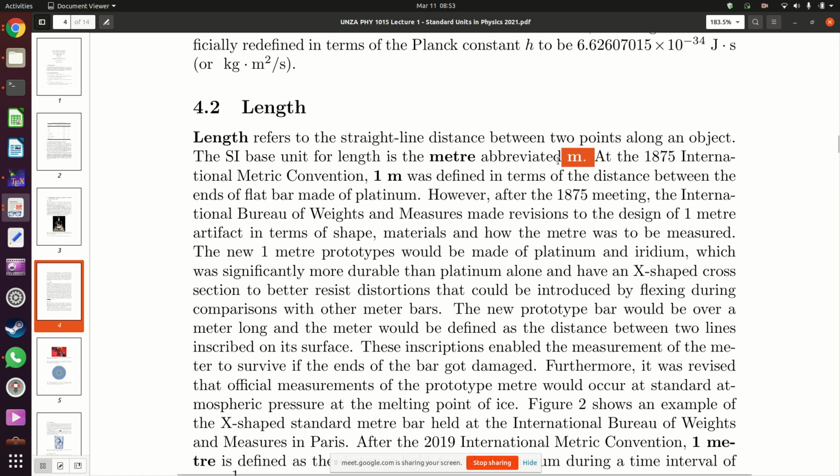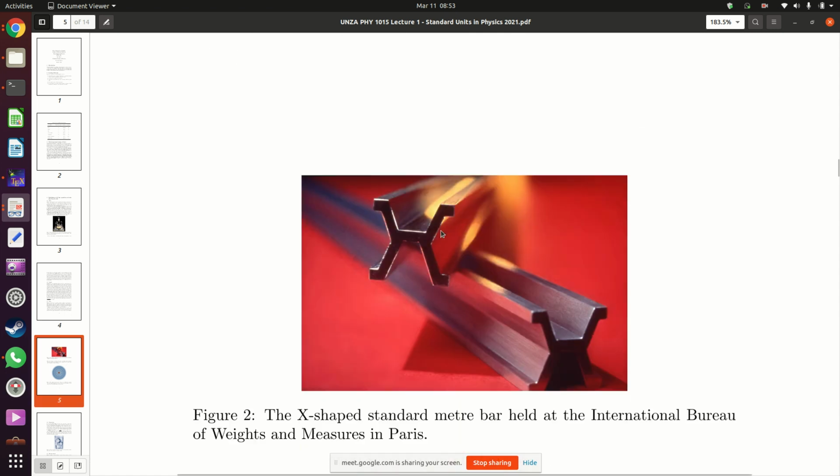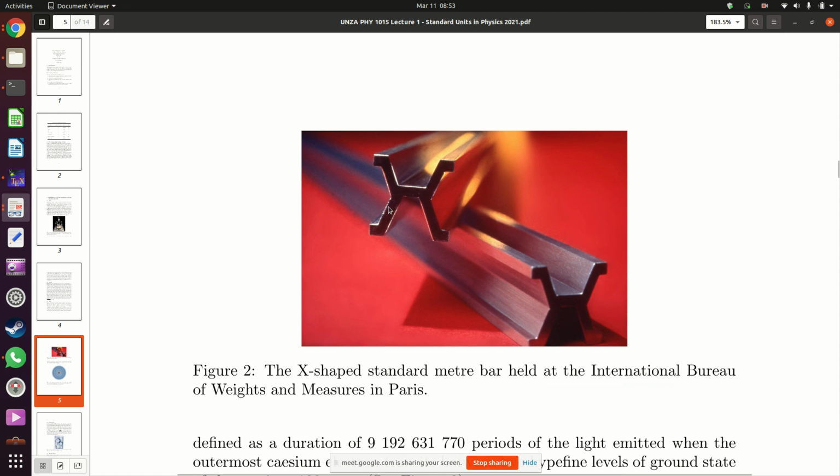Again, for a very long time, from 1875 up to last year, many physical quantities were defined in terms of objects. In the case of length, length used to be defined in terms of a flat metal bar made of platinum. But as some of you might be aware who have held a 1 meter metal bar or a plastic meter roller, metals tend to bend.